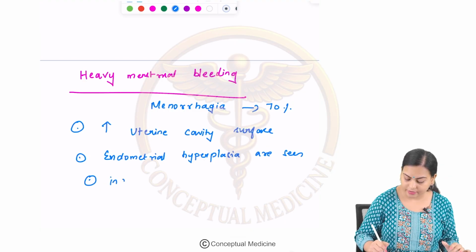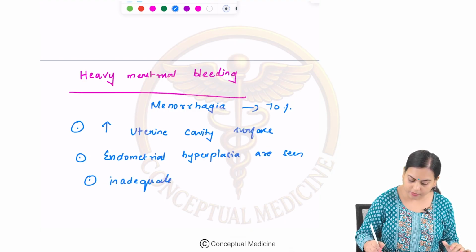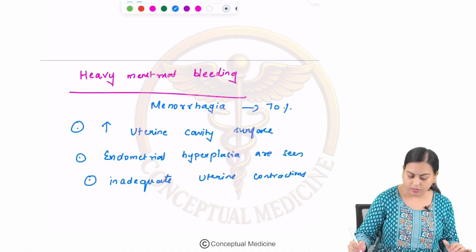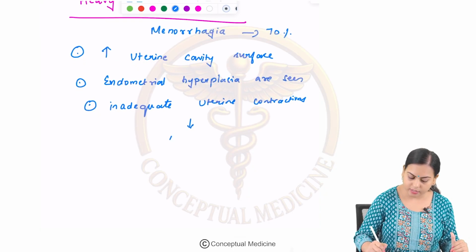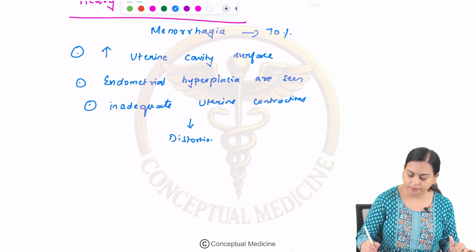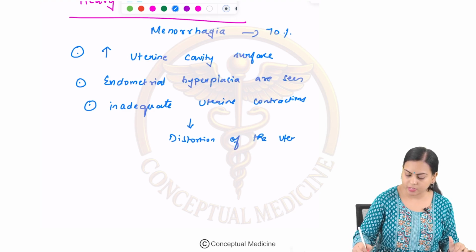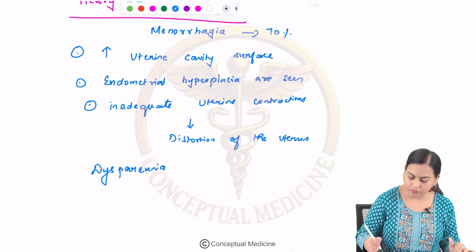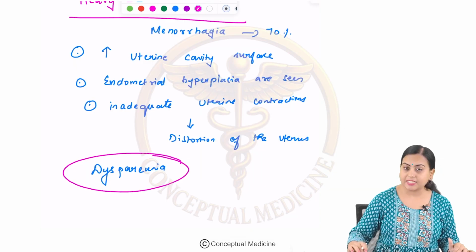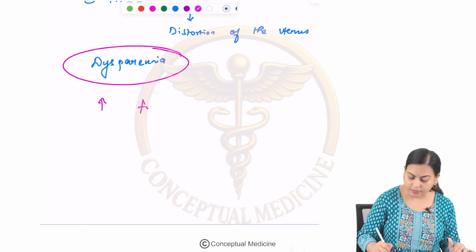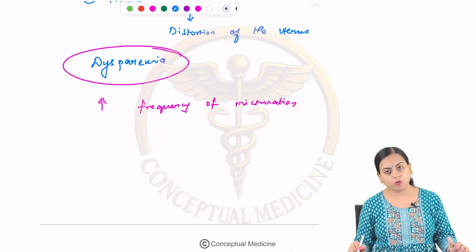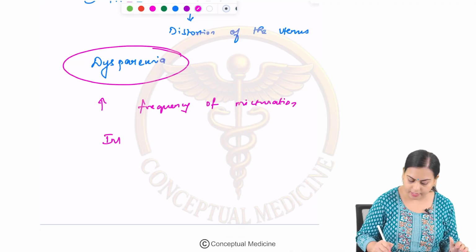Then there are inadequate uterine contractions because there is distortion of the uterus. Yes, there can be dyspareunia as well, and there can be increased frequency of micturition, as well as some of the women can also present to you with infertility.